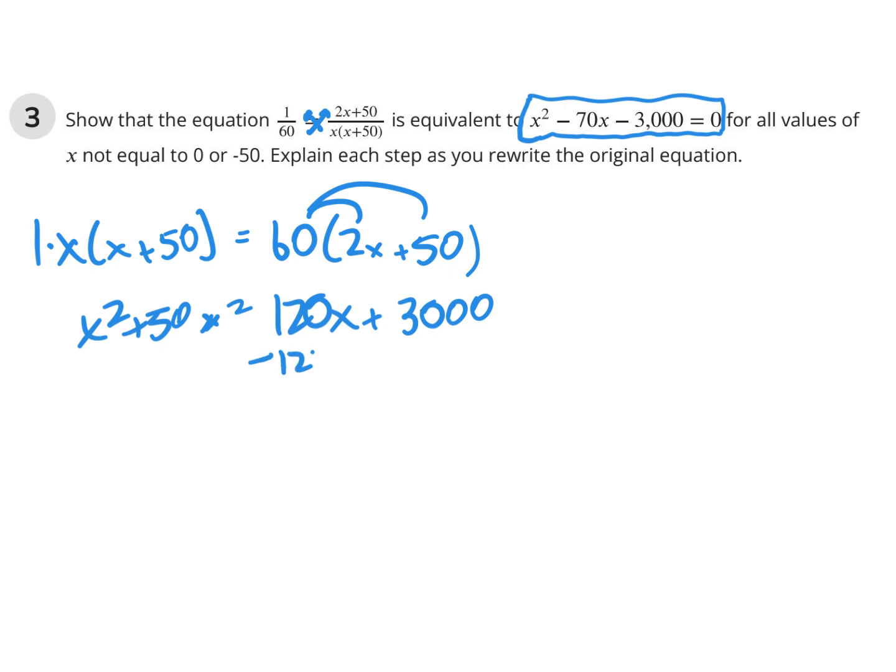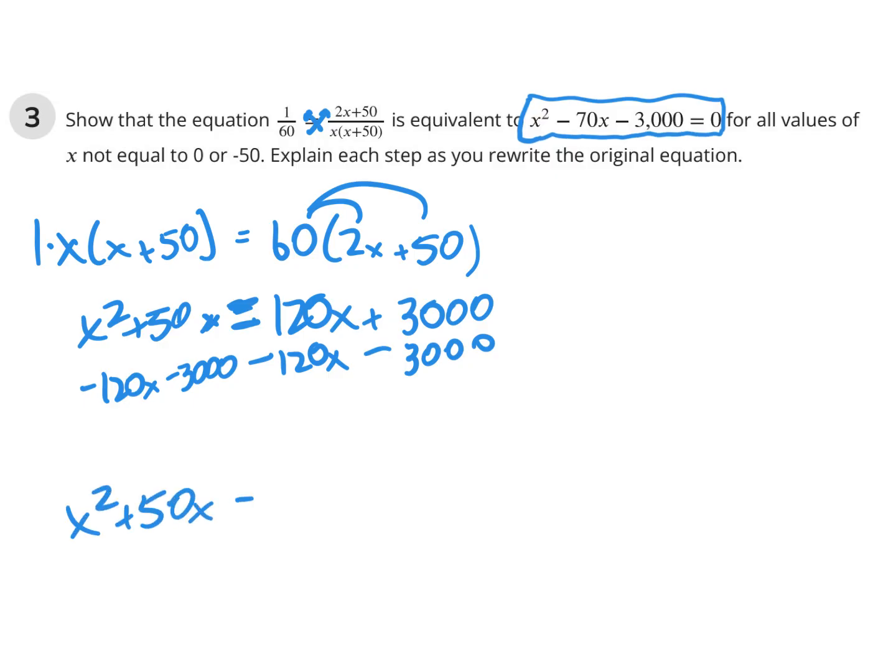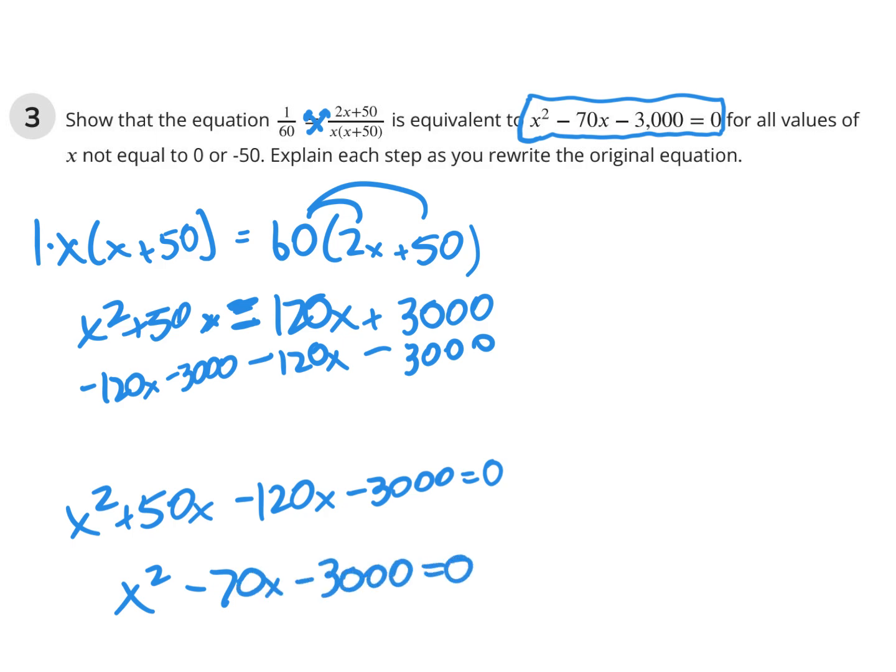We're going to subtract 120x. We're going to subtract 3,000 because we want it to be equal to 0. So minus 120x minus 3,000. This is an equal sign. Okay, we get x squared plus 50x minus 120x minus 3,000 equals 0. 50 minus 120 is negative 70, so we get x squared minus 70x minus 3,000. So they equal 0. What do we get? It's the same. Now it looks the same as that.